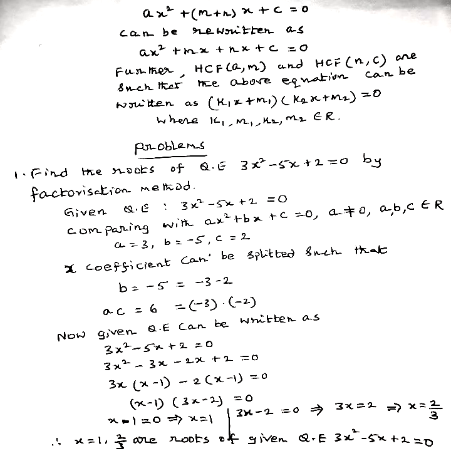The verification part of the roots is given as an exercise to the students. Verification should be done. That is, x equal to 1 and 2 by 3 satisfy the quadratic equation 3x square minus 5x plus 2. We have to prove that. We have to show that.